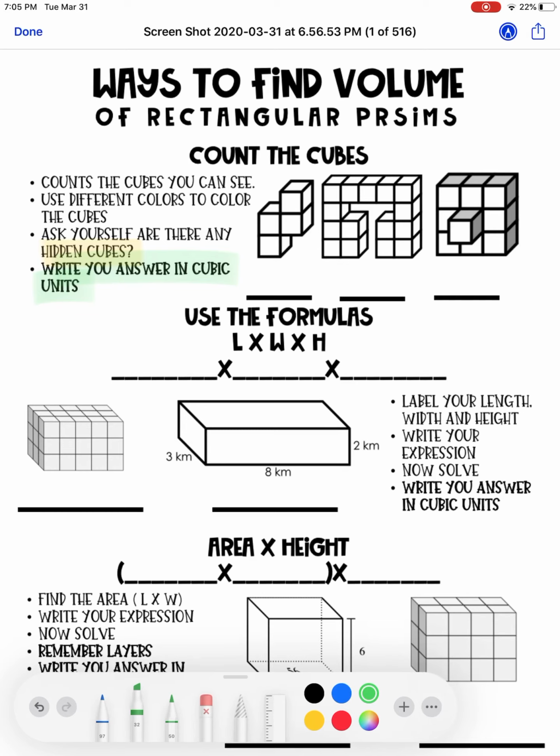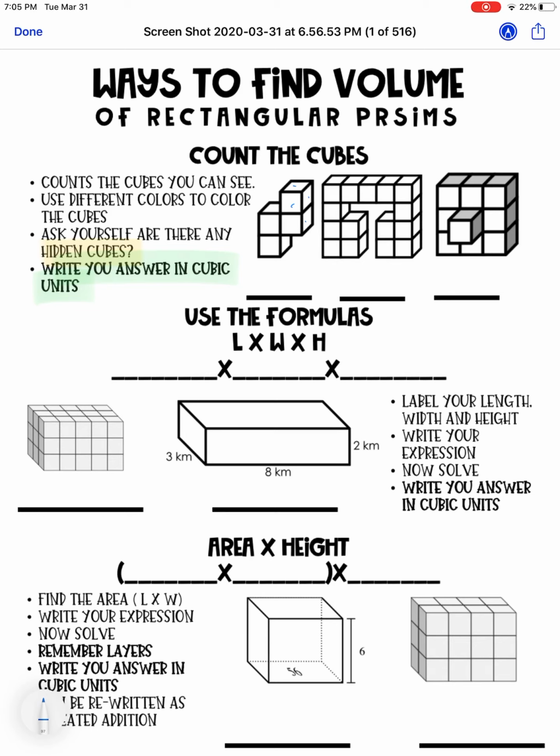So let's take a look at this first model here. And it kind of looks like if you've played Tetris before. So think to yourself, how many cubes do you see? Well, I'm going to make a mistake here and I'm going to count these cubes as 1, 2, 3, 4, 5, 6, 7, 8, 9. So some students might think that there are 9 cubes here. That is incorrect. And why do you think that is incorrect?